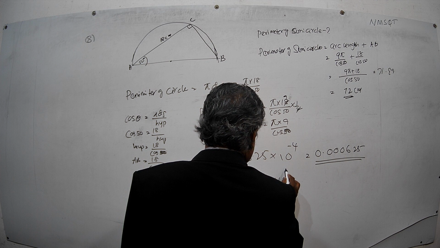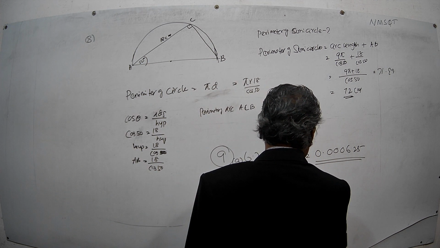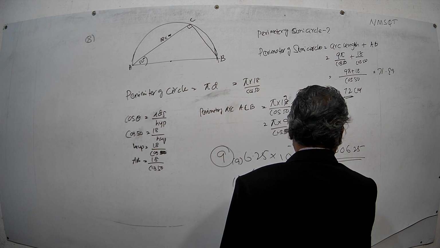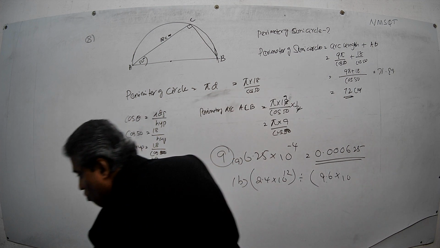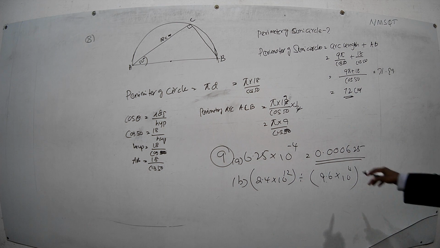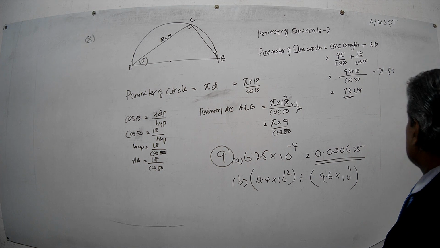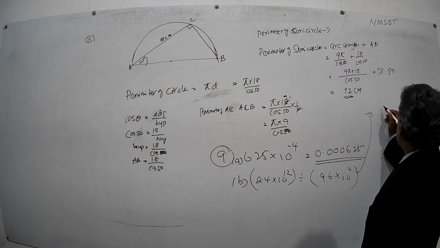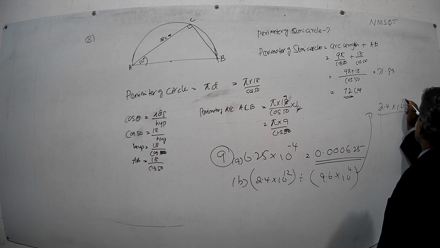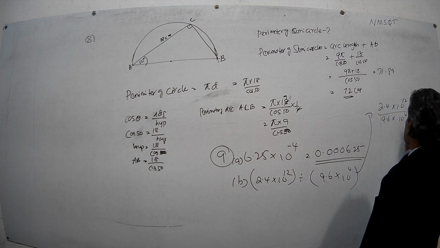2.4 into 10 to the power 12, then divided by 9.6 into 10 to the power 4, right? We have to divide these two standard forms. How do you first write the division? Then I can write this as 2.4 into 10 to the power 12 divided by 9.6 into 10 to the power 4, right?